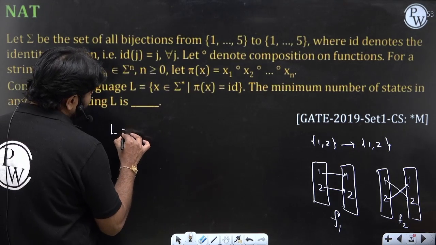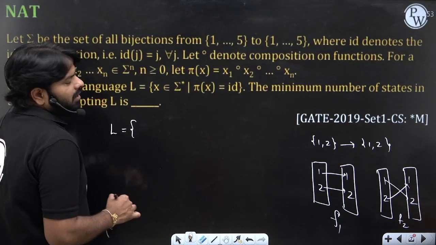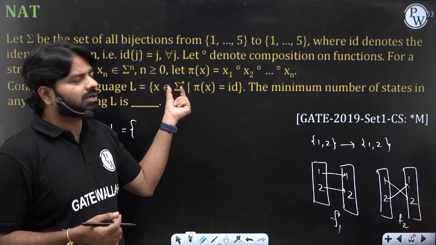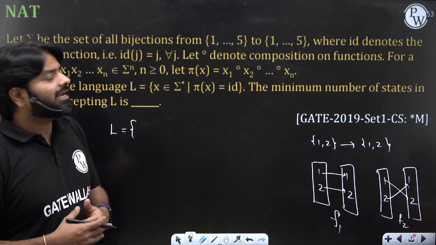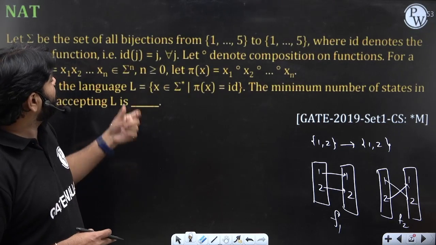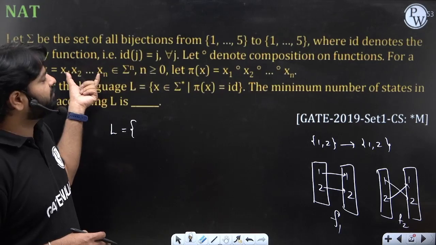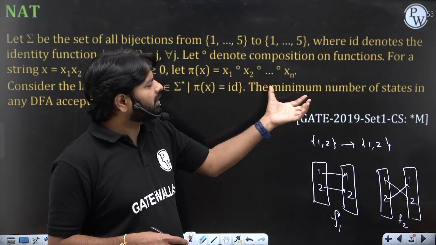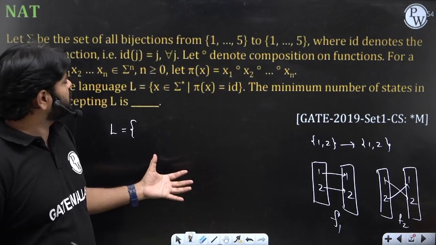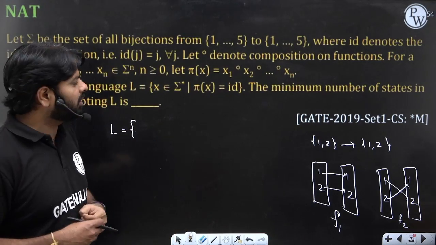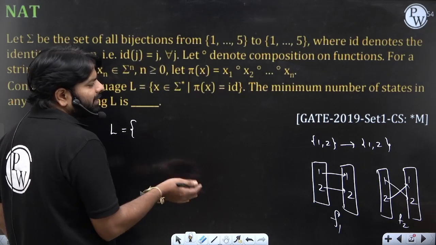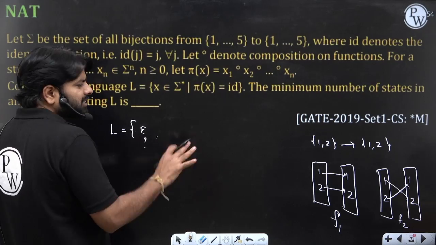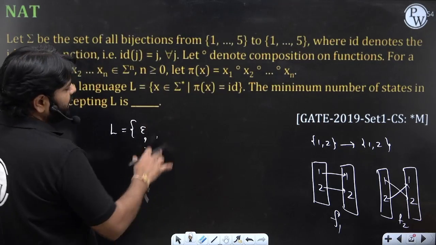The language is the set of x where x belongs to sigma star. You may take epsilon, because with sigma power 0 you get epsilon, and pi of epsilon is nothing. So epsilon is a special case that you may want to include or exclude. They did not mention anything about epsilon, so just be aware of it. Epsilon may or may not be there. I'm keeping a question mark, but just assume it may be there.